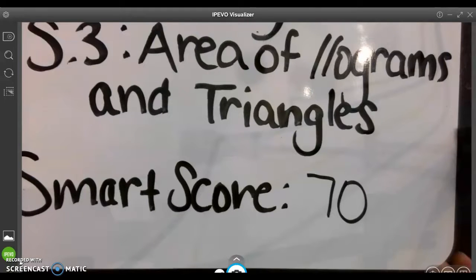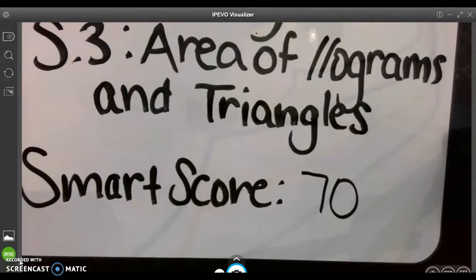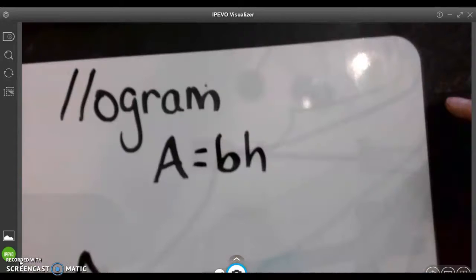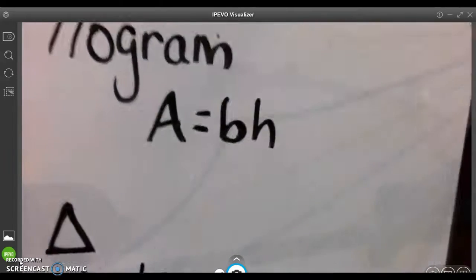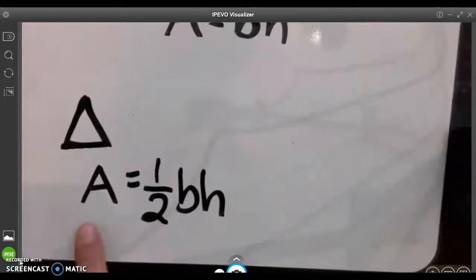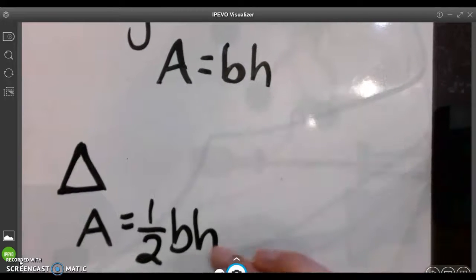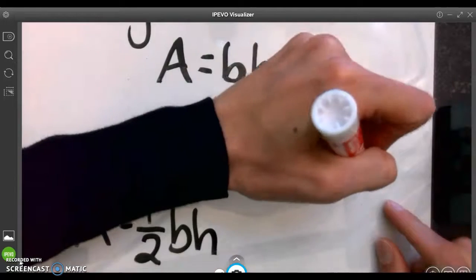So I want to review just a couple of problems first. Since it's been the weekend, it's been a while since we've done these. We have two formulas. For a parallelogram, to find the area, we just take the base times height. And for a triangle, the area equals 1/2 base times height.